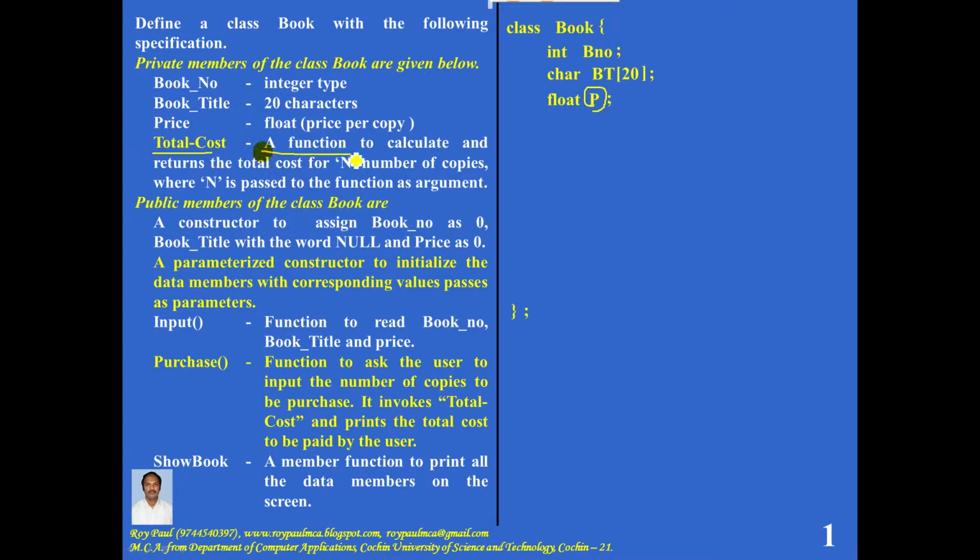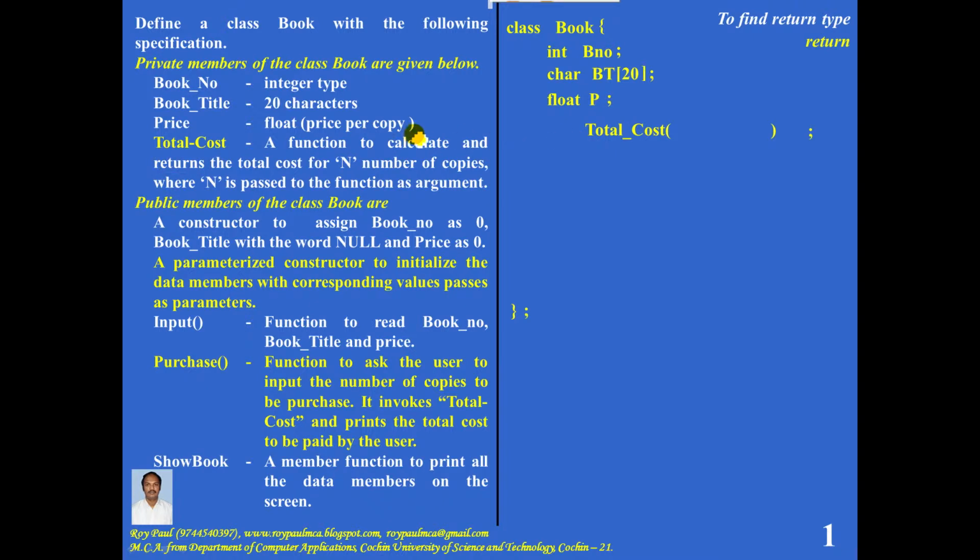Total cost, a function. When you understand that a particular member is a function, straight away you can write the name of the function followed by function symbol and semicolon. Now you find the return type, find the signature. To find the return type, you check for the word return. When you read the explanation, you can see that the word return is there. So the return type is not void, something else comes.